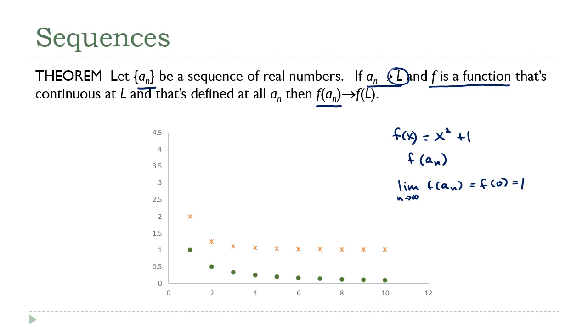So essentially what this theorem is saying is that if we have a function of a sequence, and the function is continuous at the limit of the original sequence, then we can slip the limit inside of the function and calculate the new limit. Right, so let's look at an example.